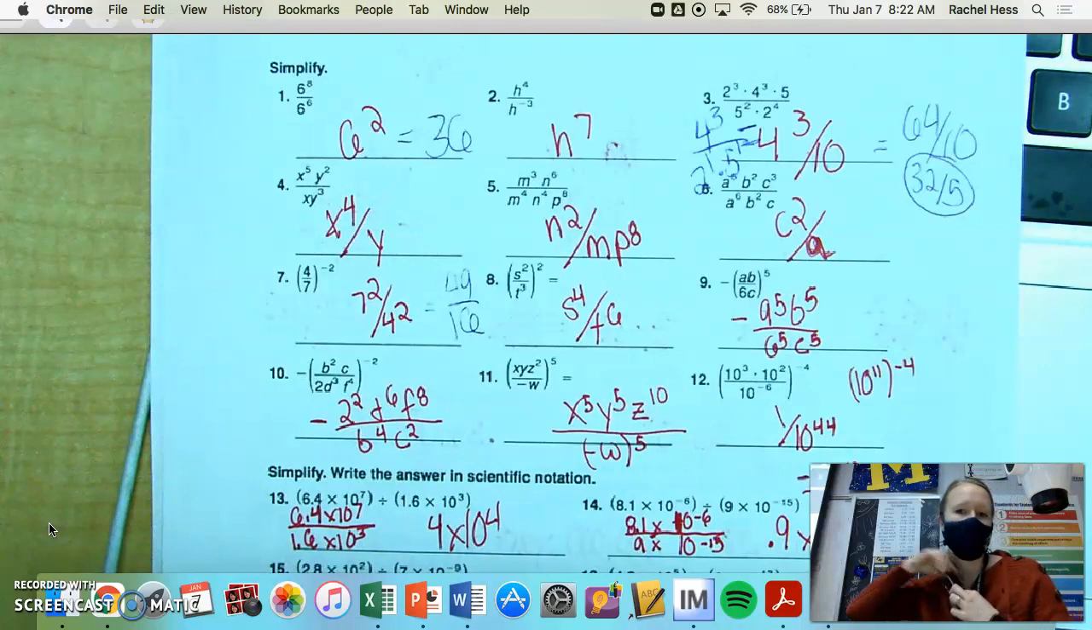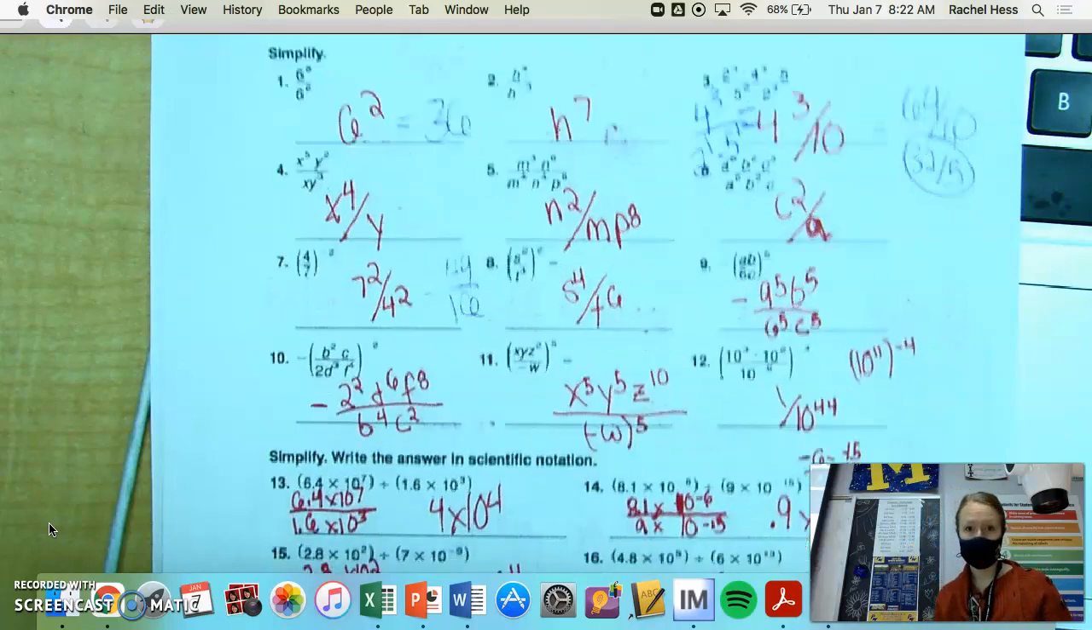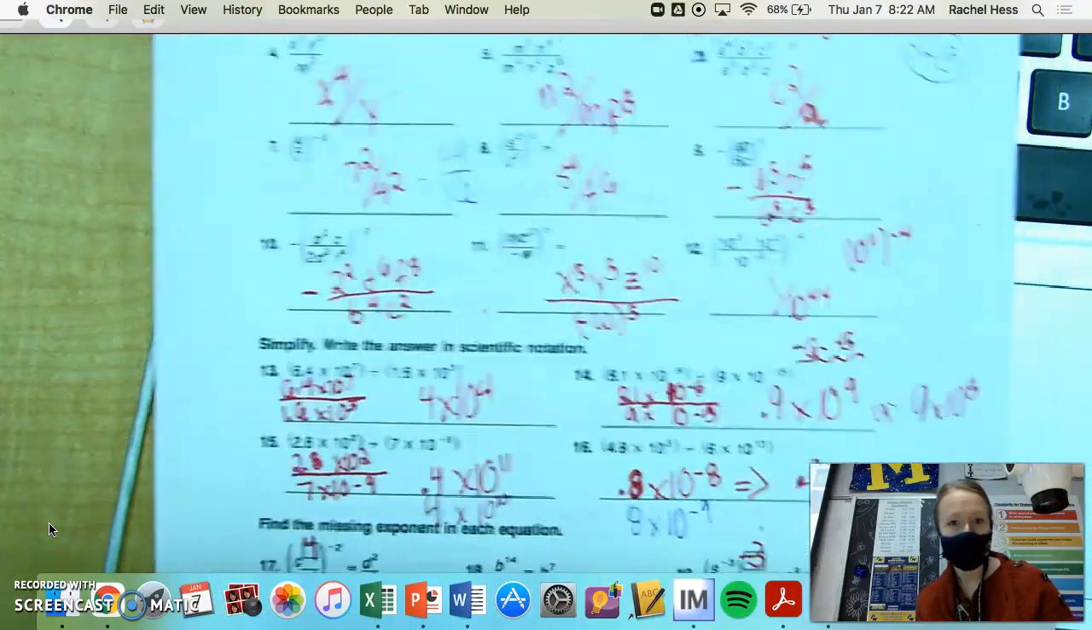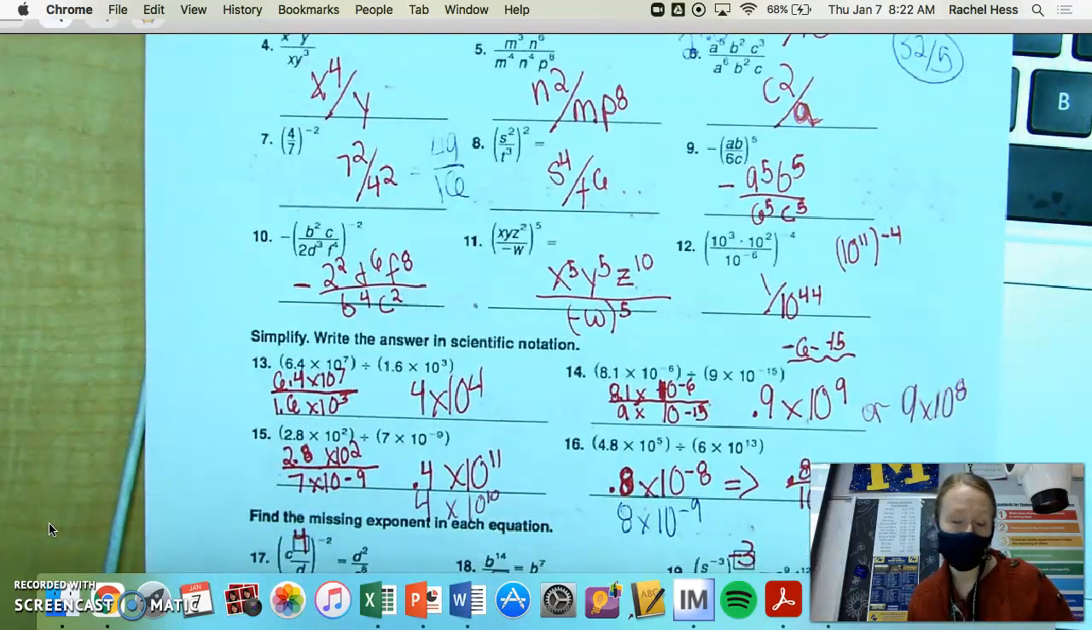Okay. Questions on 4, 5, or 6? If you expanded number 7, it should be 49 over 16. If you didn't, it's just 7 squared over 4 squared.